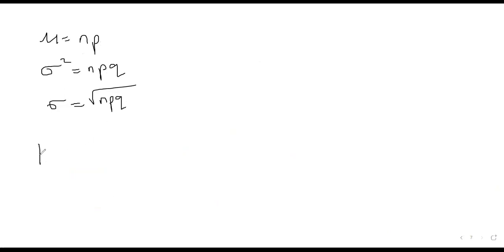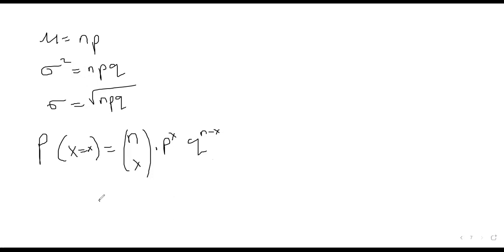And the formula for the actual binomial distribution is given by n combination x times p to the power x times q to the power n minus x, where p is the success and q is the failure. So q is the difference between 1 and p. So if p is 20%, q is 80%. If p is 10%, q is 90%.